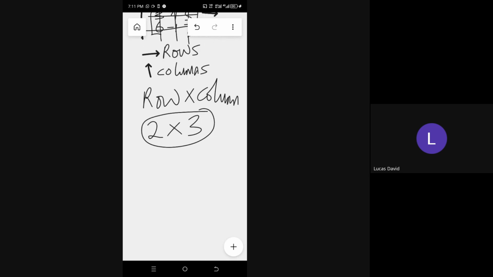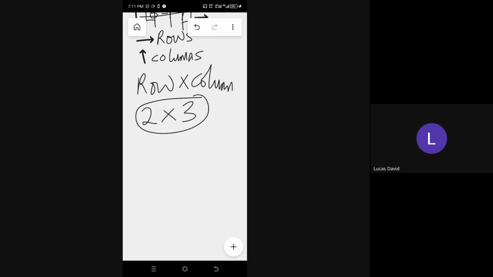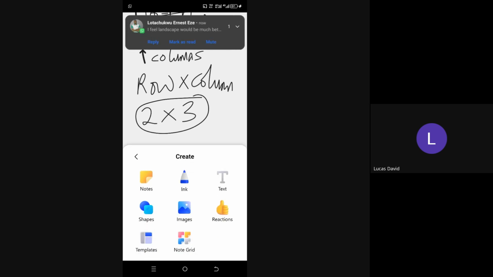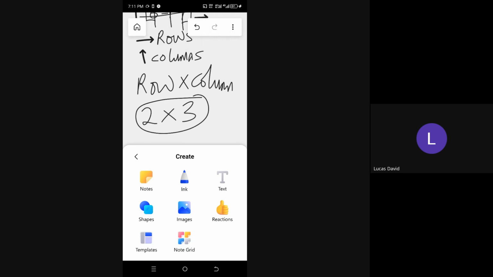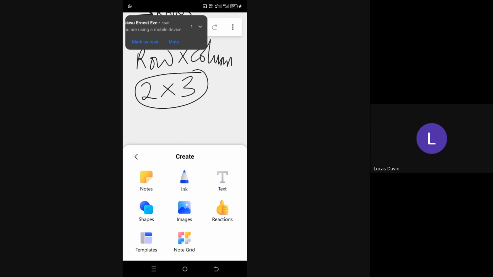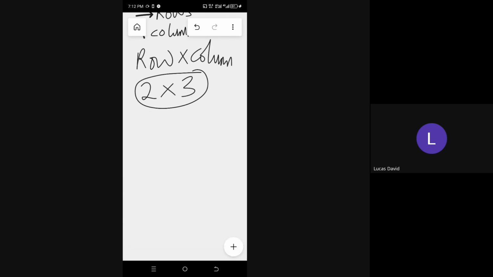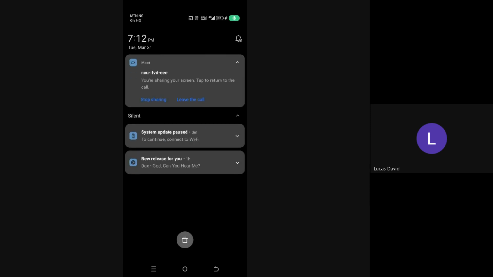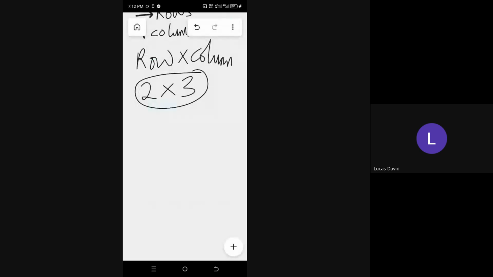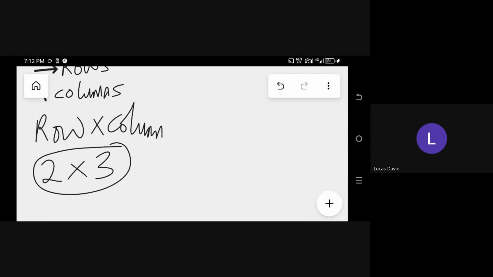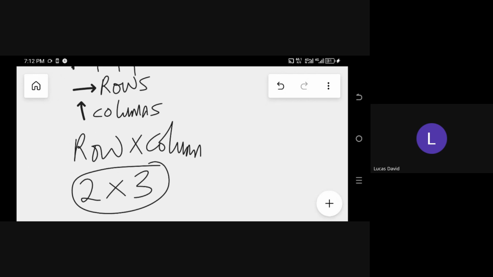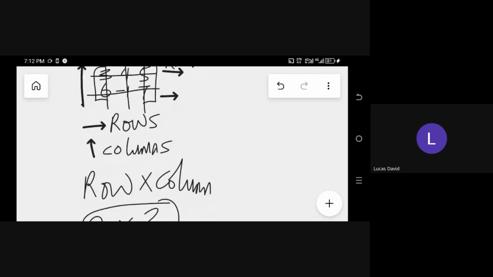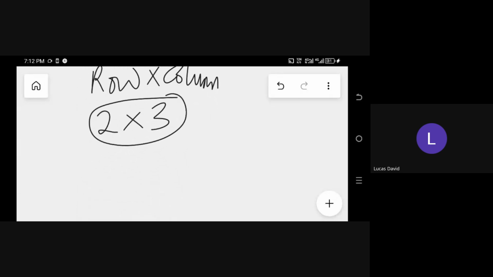Okay. So now we'll proceed to identifying the names of each of these matrices. Let's see how we can do that.